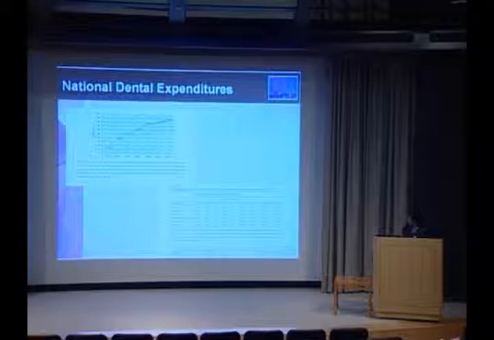And then this slide here shows you how much is being spent out of pocket and in private insurance. Out of the 86.6 billion, 81.4 billion is from out of pocket and private health insurance. Only 5.2 is for public health programs, 4.5 on Medicaid.